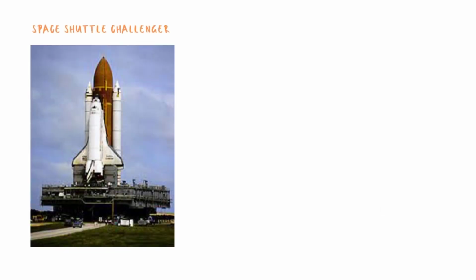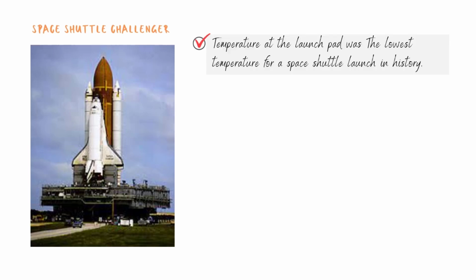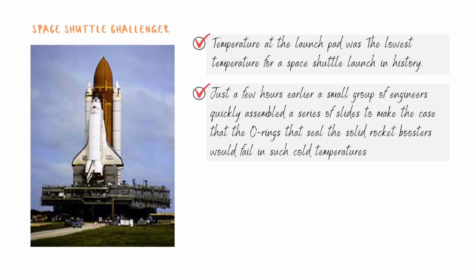On the morning of January 28, 1986, the Space Shuttle Challenger was prepping for launch at Cape Canaveral, Florida. Temperature at the launch pad was 36 degrees Fahrenheit, or about 2.2 degrees Celsius, the lowest temperature for a space shuttle launch in history. Just a few hours earlier, a small group of engineers quickly assembled a series of slides to make the case that the O-rings that sealed the solid rocket boosters would fail in such cold temperatures.